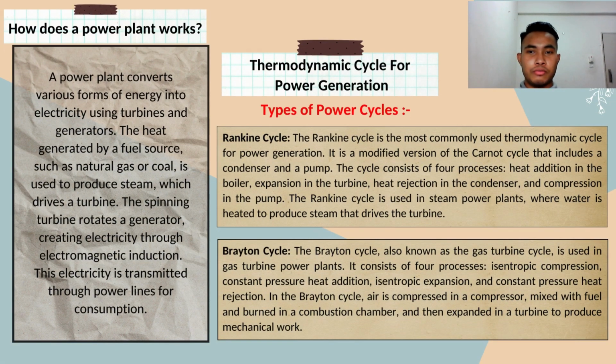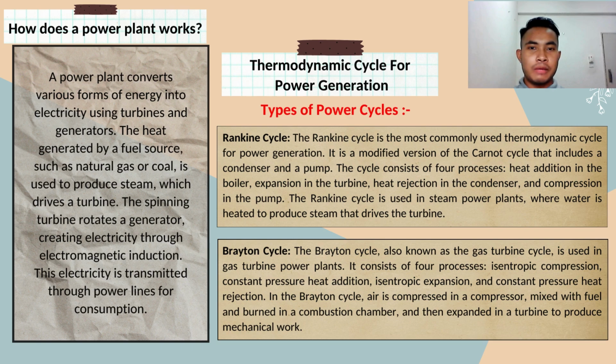A power plant converts various forms of energy into electricity using turbines and generators. The heat generated by a fuel source, such as natural gas or coal, is used to produce steam, which is used to drive a turbine. The spinning turbine rotates a generator, creating electricity through electromagnetic induction. This electricity is transmitted through power lines for consumption.